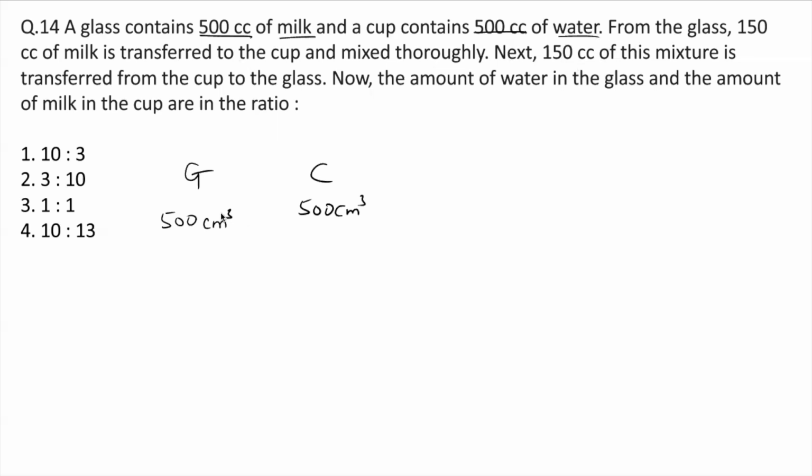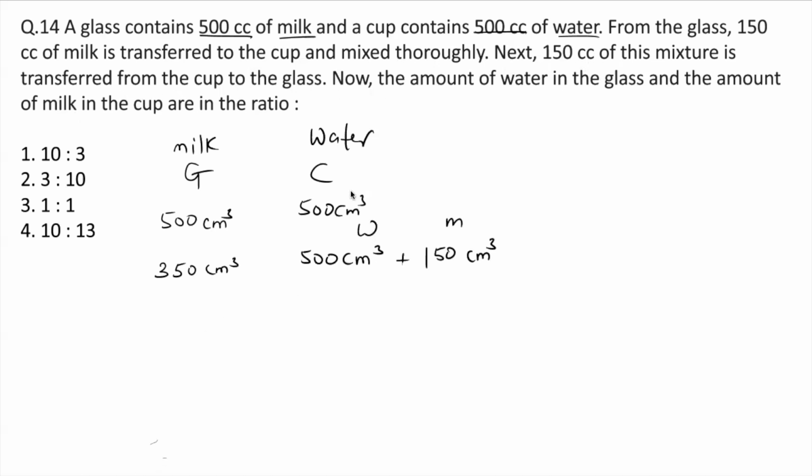So from the glass, 150 cc of milk is transferred to the cup and mixed thoroughly. So we have 350 cubic centimeters of milk in the glass. And in the cup, you have 500 cc of water and now 150 cc of milk. Next, 150 cc of this mixture is transferred from the cup to the glass.